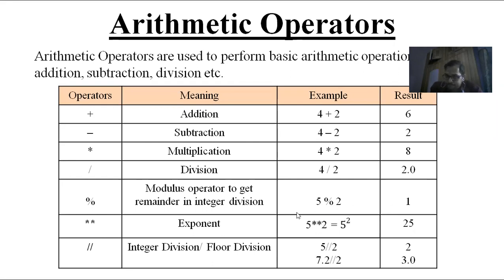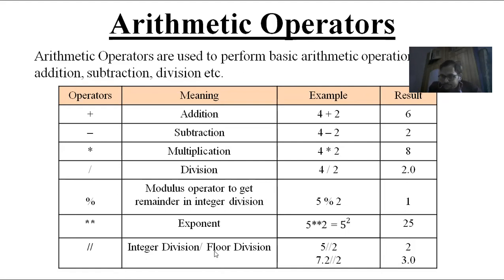Is it clear? Then exponent. Exponent means power. Two asterisk signs indicate exponent. So 5 asterisk asterisk 2 means 5 to the power 2. That means the result is 25. Is it clear? After that, integer division, or you can say that.